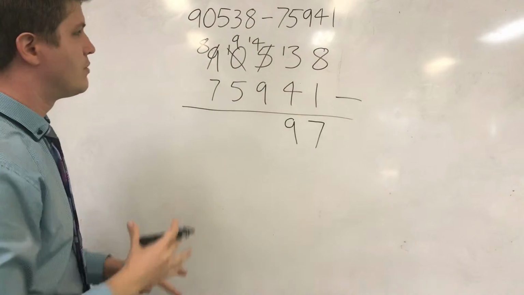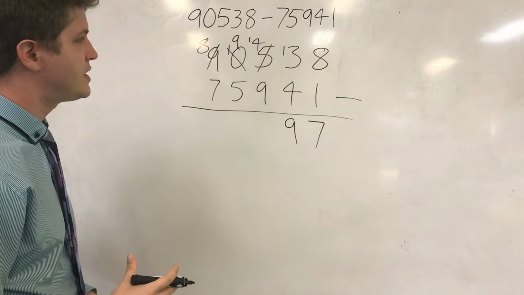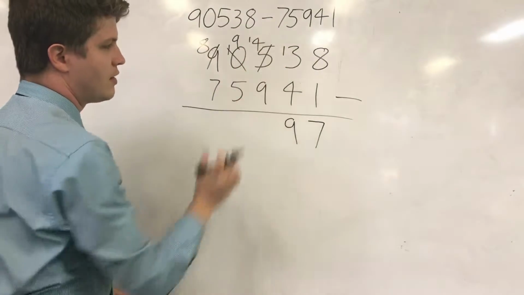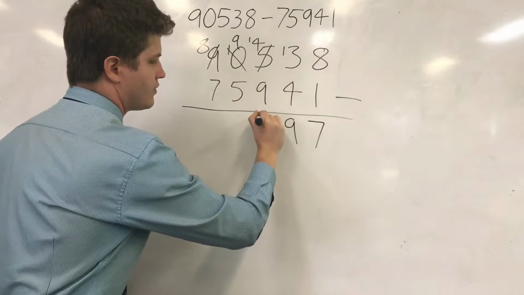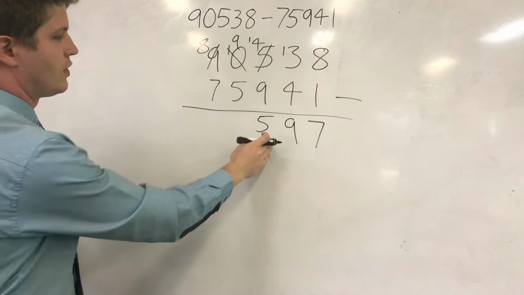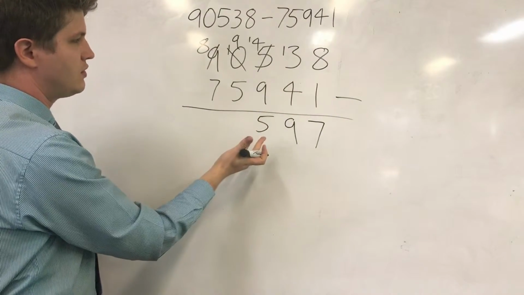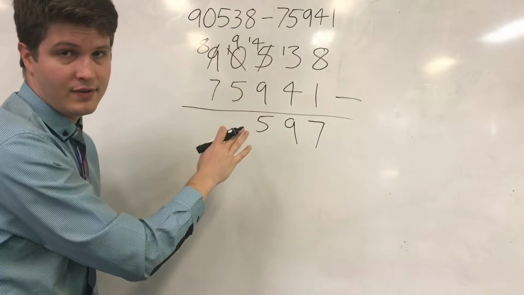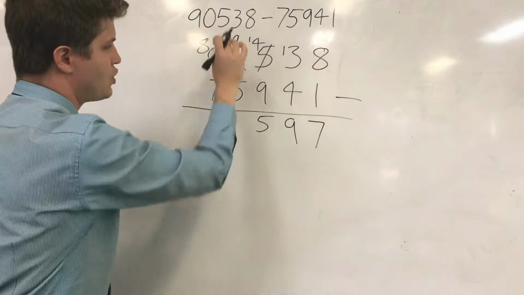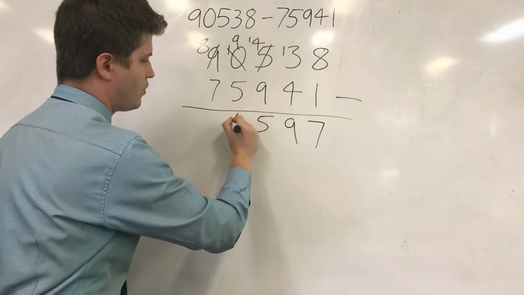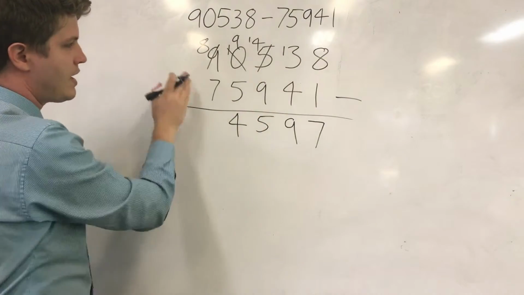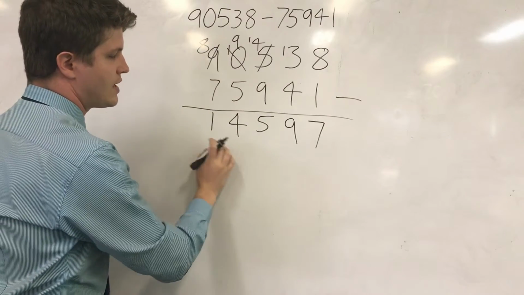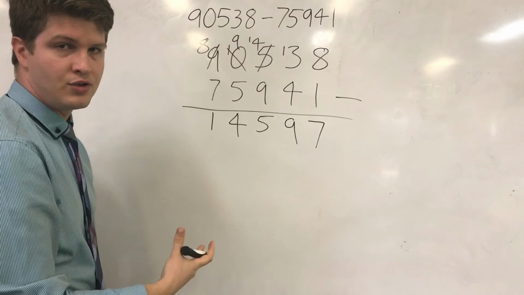Now you can see it's getting all a bit messy, but we just need to make sure we're really focused on keeping track of what's happening. So now 14 minus 9, we can do that, that's 5. Now as we jump over here, well, we can just go straight ahead and do that. 9 minus 5. It was going to be a problem if it was 0 minus 5, but we've already moved things around. So let's do 9 minus 5, and that equals 4. And 8 minus 7, we can do that. That's going to be 1. So our final answer is 14,597.